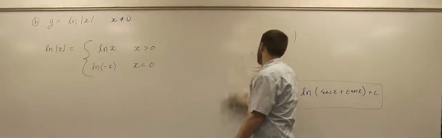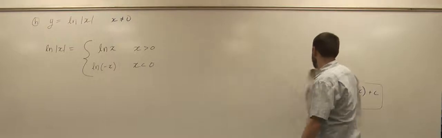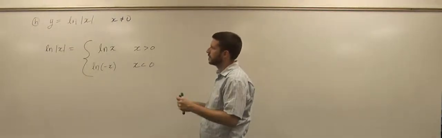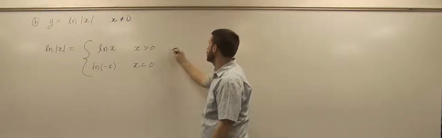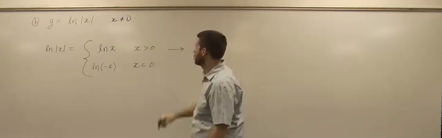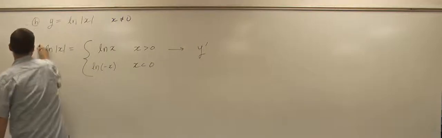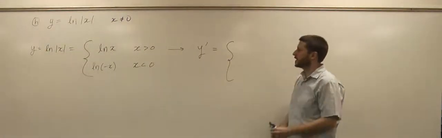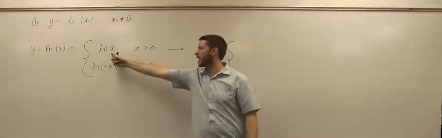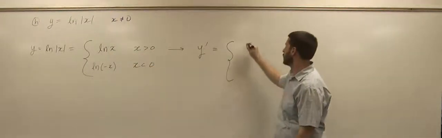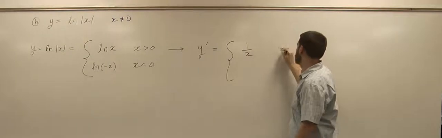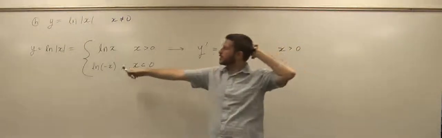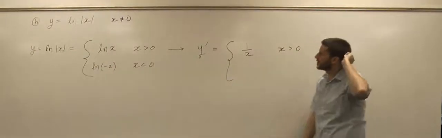So our derivative for natural log of absolute value x has to be done in 2 different segments. So in order to do y prime, I have two different answers. I'll do the derivative of natural log x for the top branch, which is 1 over x. What about on the bottom? What's the derivative of natural log of negative x?